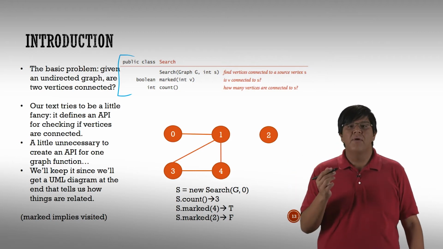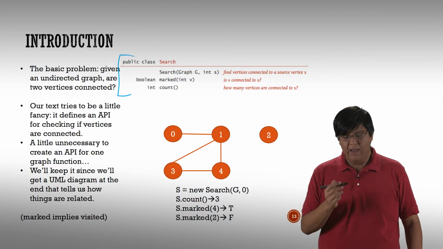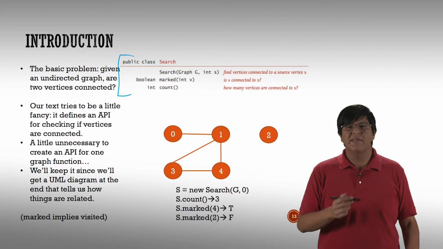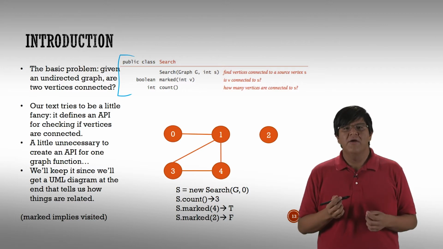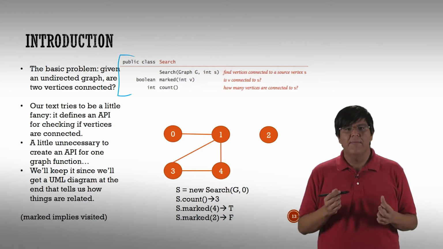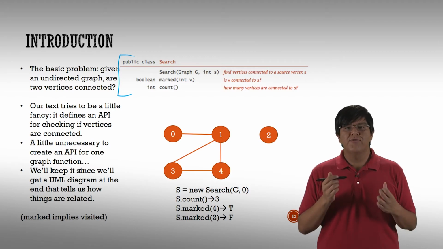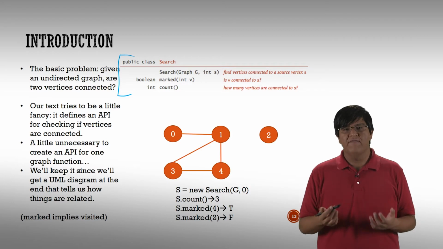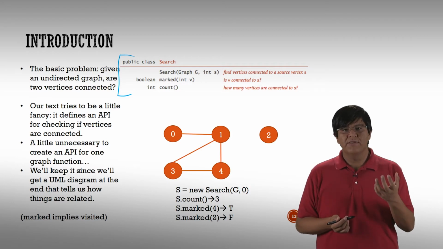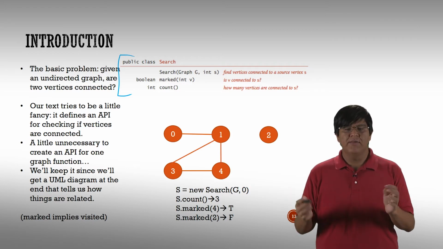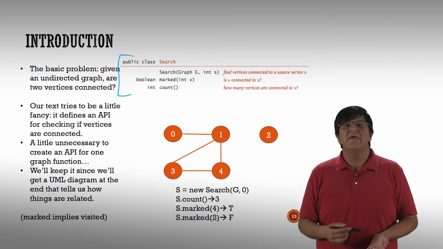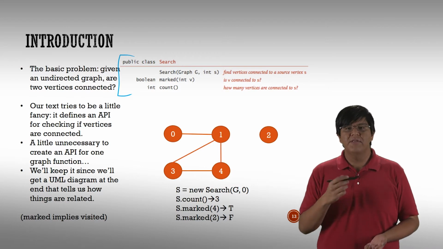The second thing here is marked. So marked is basically a method where you check to see, did something get marked? What does that mean? Basically, what this is saying is a node is marked if you were able to reach it from the starting position. So when I initialized this thing, I gave it a value for S, which is some node in the graph. Was I able to get from that node to this other node? So if marked is true, that implies that S is connected to V. If marked returns false, that implies that V was not connected to S.